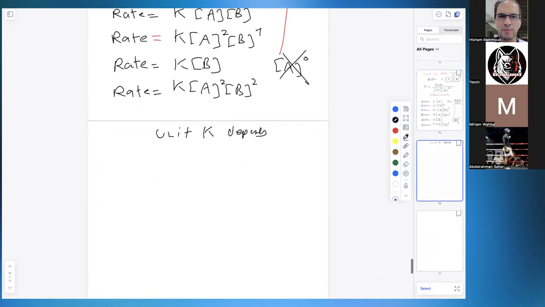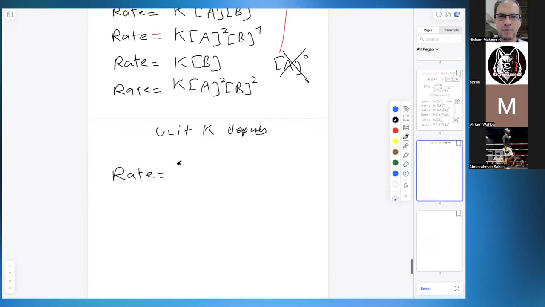How, mister? If the rate is equal to K A only, K is equal to rate over A. What is the unit? Someone will tell me what is the unit, Abdelrahman? Let's see together. What is the unit of the rate of the reaction? What is the unit of the rate of the reaction, mister? Not K, the unit.